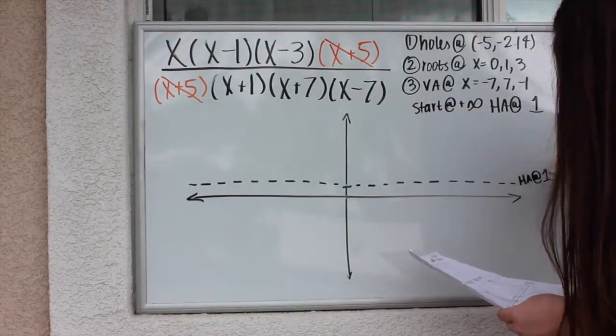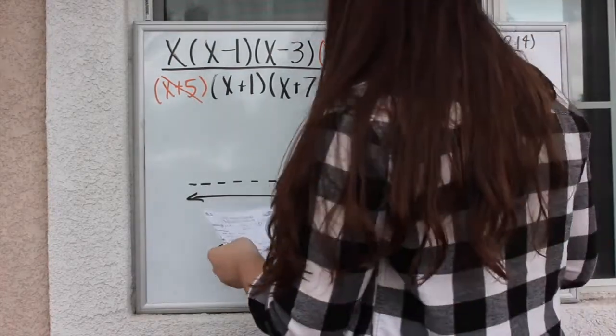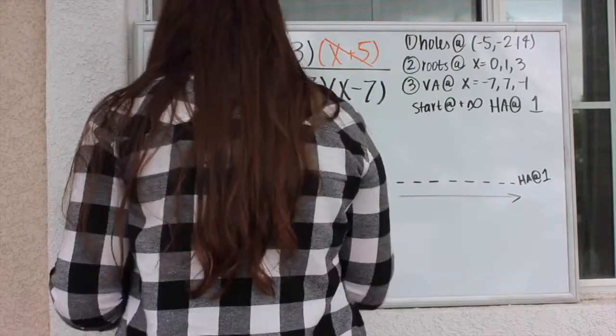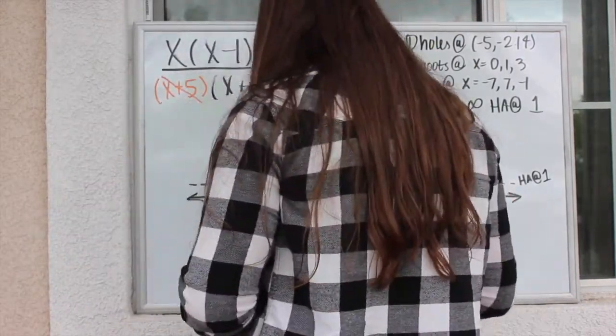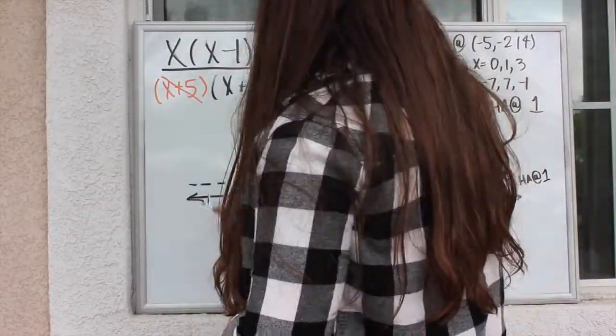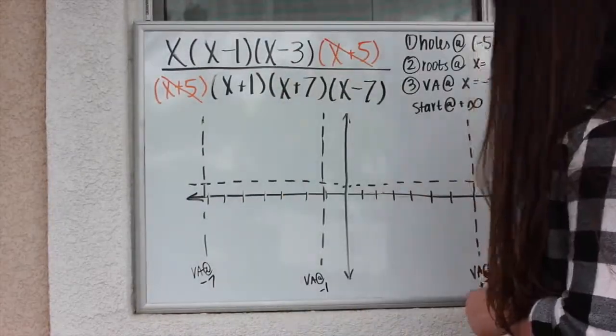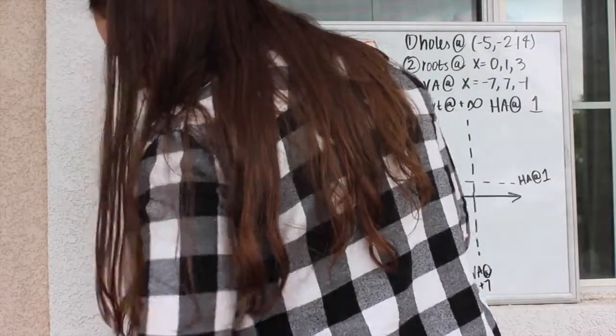What we want to do is simply lay out all the information we have found, starting with our asymptotes. We will first put our horizontal asymptote at +1. We will also put our vertical asymptotes at -7, +7, and -1. With that in mind, we can now look at our points and our holes.